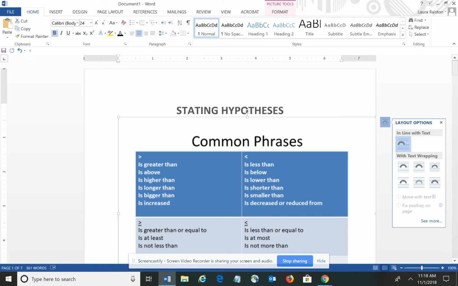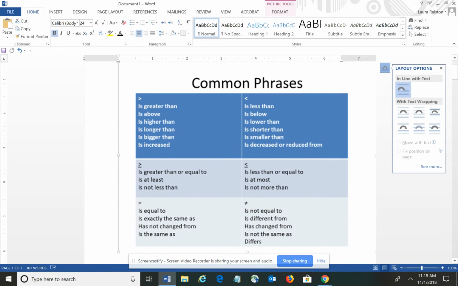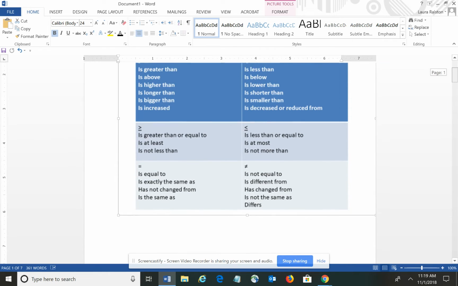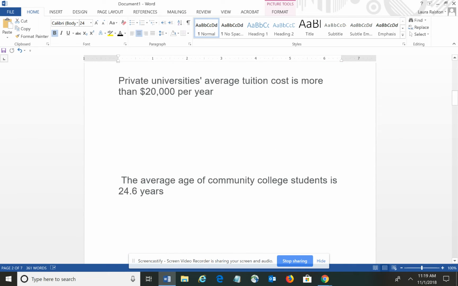So first of all, I've given you a chart of some common phrases that can be used to represent the various mathematical symbols such as greater than, less than, greater than or equal to, less than or equal to, and not equal to. So you may want to make a screenshot of this particular screen so you'll have it as you work through the problems. So let's begin looking at some really straightforward examples, and then we'll move to some that are a little bit more involved.